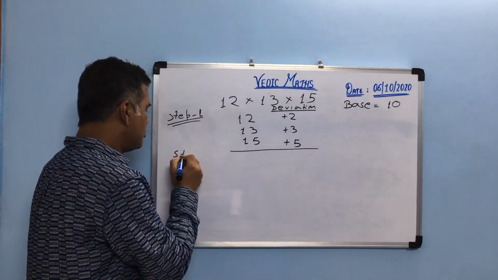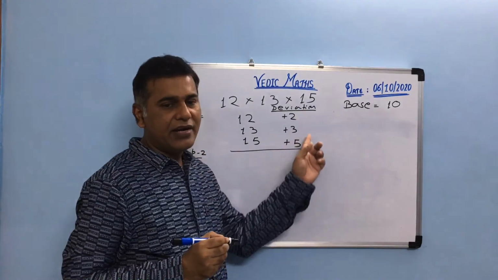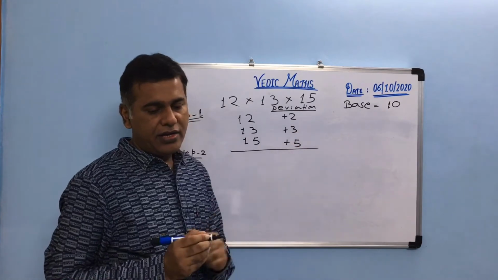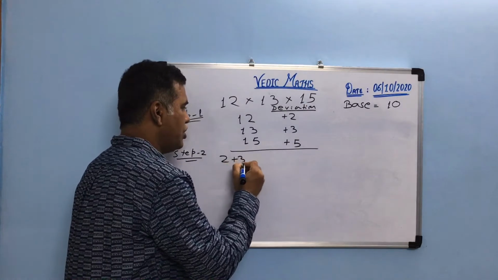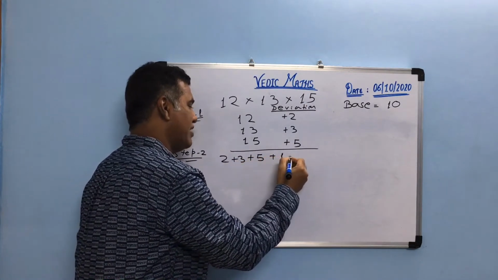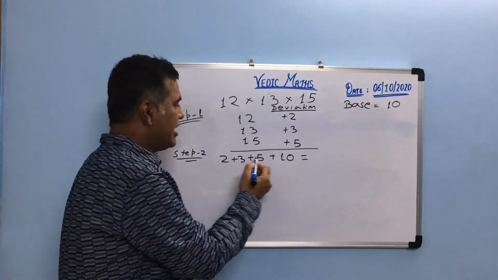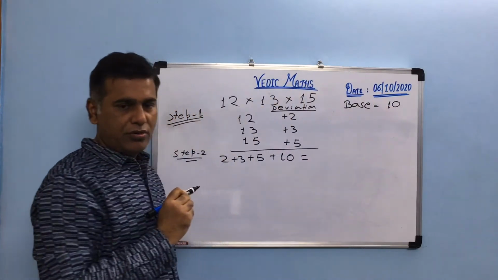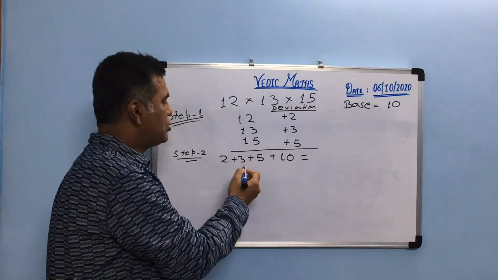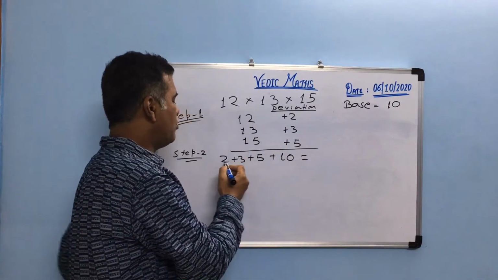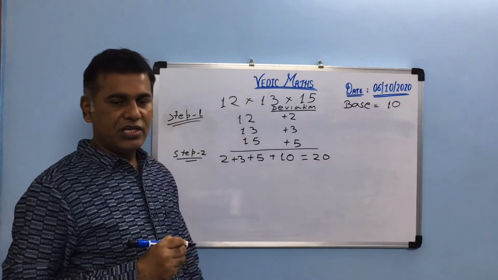So first I am taking out the differences. Then in step 2, you will simply add the numbers. Here 2, 3, 5: 2 plus 3 plus 5 and plus 10. Whatever the differences are, you take their sum with the base also. If the base is 100, then we have to add 100. So 2 plus 3 is 5, 5 plus 5 is 10, 10 plus 10 is 20. So I am getting the result to be 20.